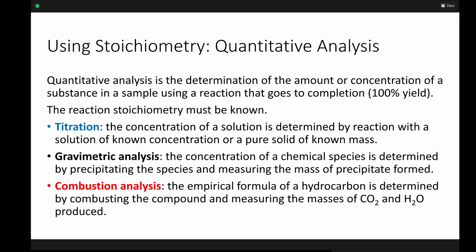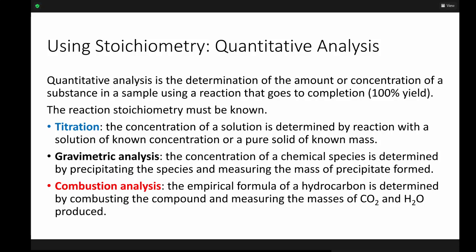This is what would happen if you collect a solid mass. If you have an insoluble precipitate and you collect that solid mass, and gravimetric, as you could imagine, means you're going to weigh it. So you're going to weigh the product, and from that you can calculate what the concentration of that species was in your original solution.